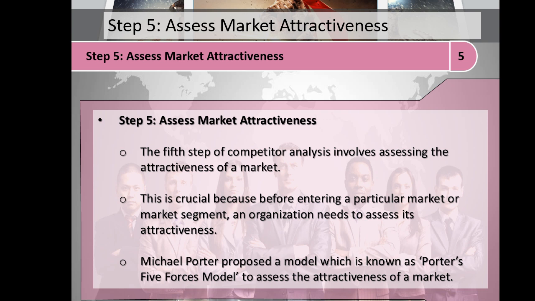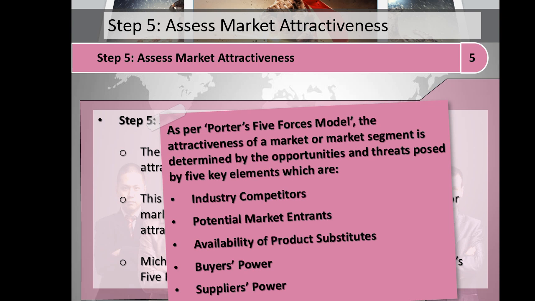Step 5, as you can see on your screen, assess market attractiveness. A fifth step of competitor analysis involves assessing the attractiveness of a market. This is crucial because before entering a particular market or market segment, an organization needs to assess its effectiveness. Michael Porter proposes a model, which is known as Porter's 5 forces model, to assess the attractiveness of a market.